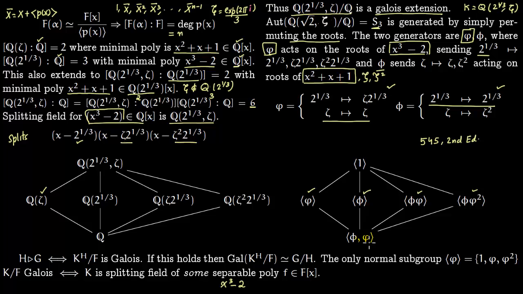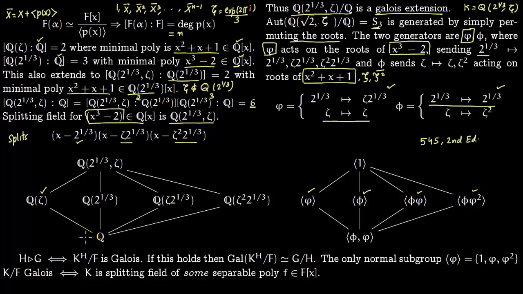Now we want to find out which extensions are Galois. We know that Q adjoin 2^(1/3) and zeta over Q is a Galois extension. But which extensions here are Galois? First, let us look at this. K over F is Galois if and only if K is the splitting field of some separable polynomial.